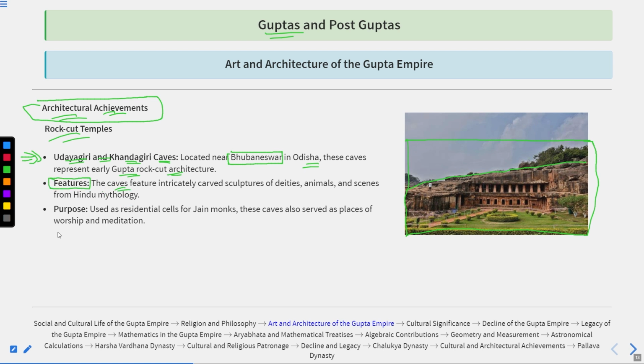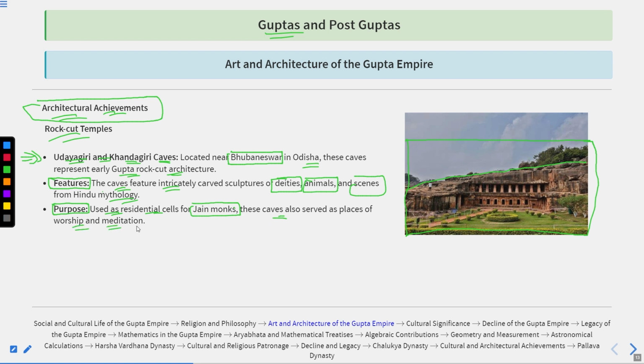The caves feature intricately carved sculptures of various deities, animals, and scenes from Hindu mythology. The purpose of these? These were used as residential cells where the Jain monks used to live. These caves also served as places of worship and meditation for them.